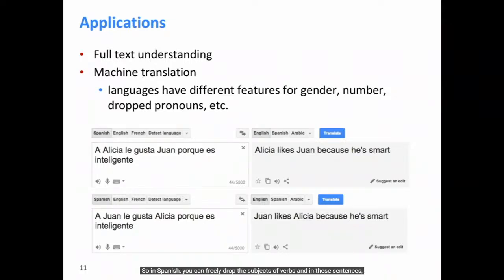So in Spanish, you can freely drop the subjects of verbs, and in these sentences, in the because clause, there's no overt subject, and so we get, Alicia likes Juan because he's smart, and so Google Translate has stuck in a he, and that is right. And to stick in that he, it's implicitly making a coreference decision and saying, okay, well, the subject of this adjective smart should be Juan, who's male, and therefore I should say he. But, you know, the reality is Google Translate knows nothing about coreference and making these coreference decisions.